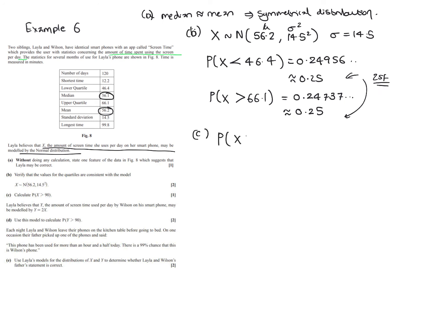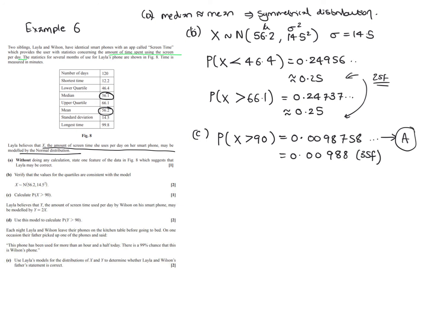Now, part C, we simply have to work out the probability that X is greater than 90, which is by now a very simple calculation on the graphical calculator, and this works out to be a very small number, 0.009875..., and we want to round that really to perhaps 3 significant figures. Now, quite often these sorts of values are then useful later on in the question, so I'm going to store that in a calculator memory ready for use.